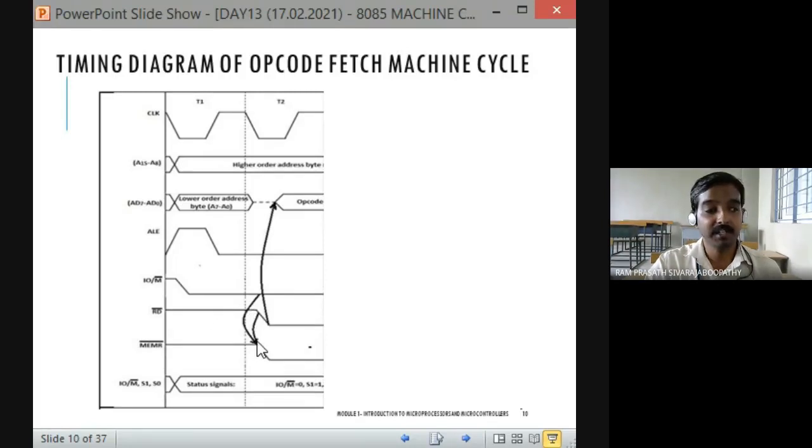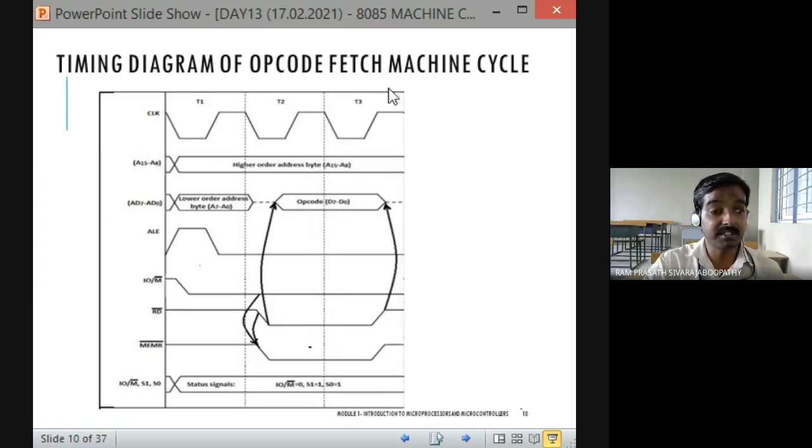Now the memory read signal got enabled. That means when the read signal is enabled, the opcode comes onto the data bus from the memory device. You can see during the T3 state, the opcode is still available on the bus, so it is transferred to the instruction register. So it takes the T2 and T3 states to get the opcode from memory to the instruction register. The status signals remain the same during the entire machine cycle: IO/M bar is 0, S1 is 1, S0 is 1. Is it clear for everyone?